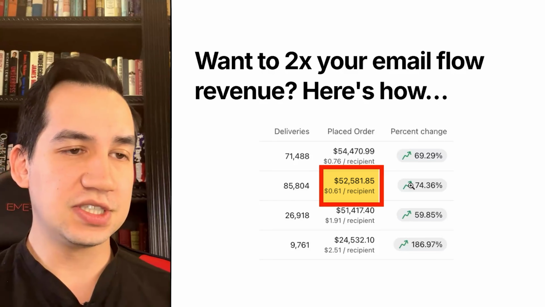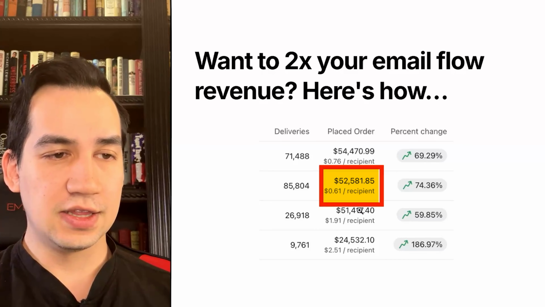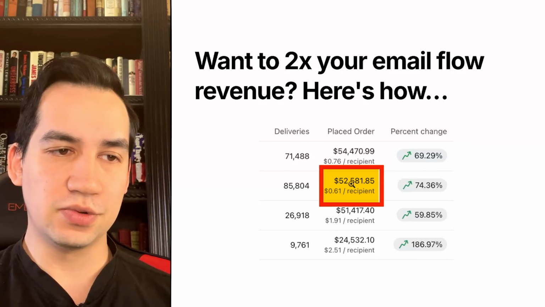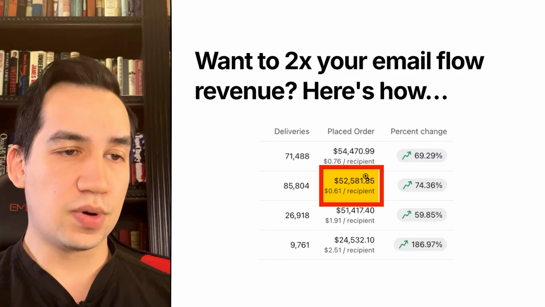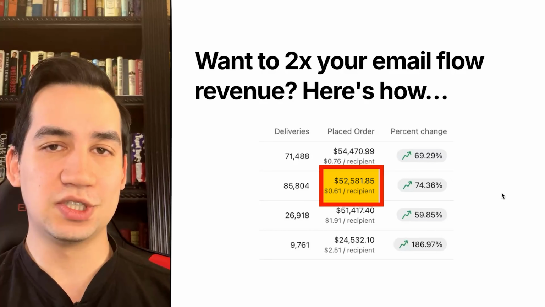And as you can see right here, this is the Klaviyo of one of our brands, and this is their browse abandonment flow. They're doing 52K per month from this flow alone. So let me show you how you can get similar results for your brand.